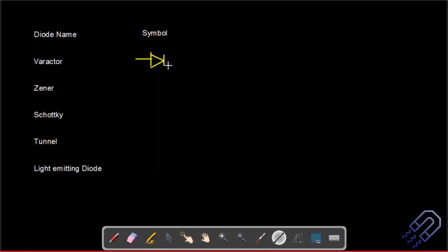This is the diode symbol, but this is a normal PN junction diode. Depending on whether a diode works in reverse bias or forward bias, we are going to have different symbols. So a Varactor diode basically works on the principle of capacitance, and this is the symbol that it has.